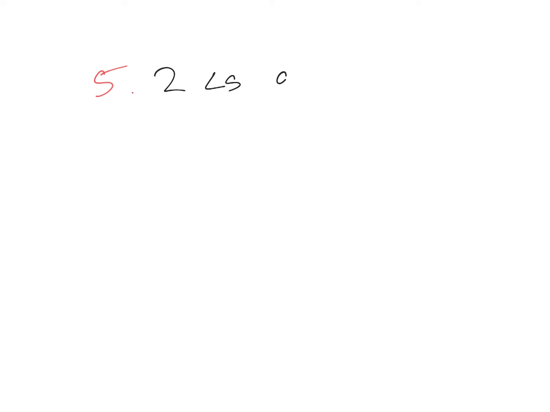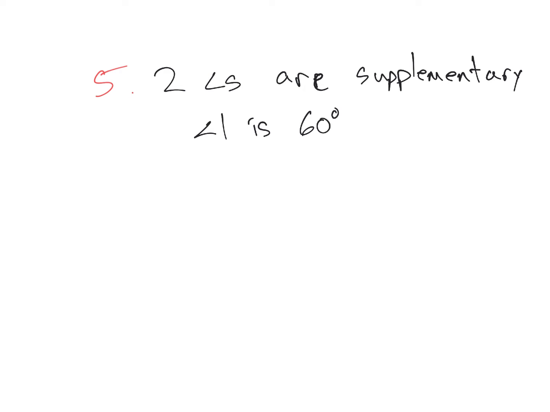All right, number 5. Two angles are supplementary. Angle 1 is 60 degrees. What's the measure of angle 2? So supplementary means 180 degrees. So this one must be 120 degrees. And by show of hands, who got that one right? Just checking, curious. Okay, good.